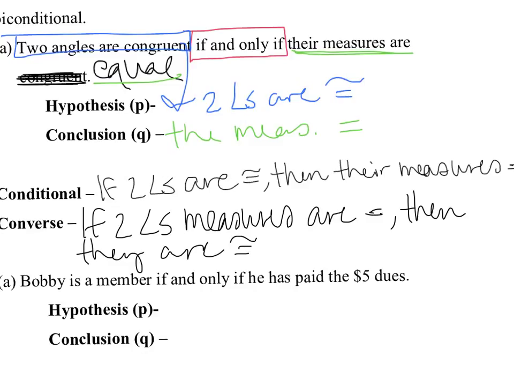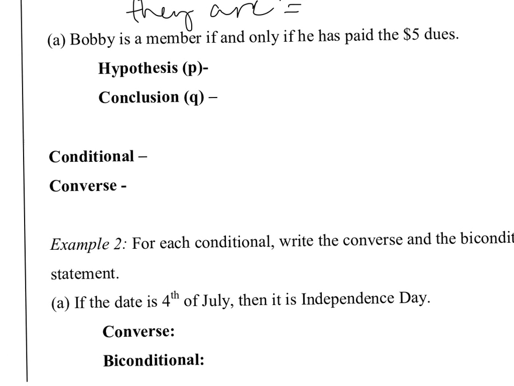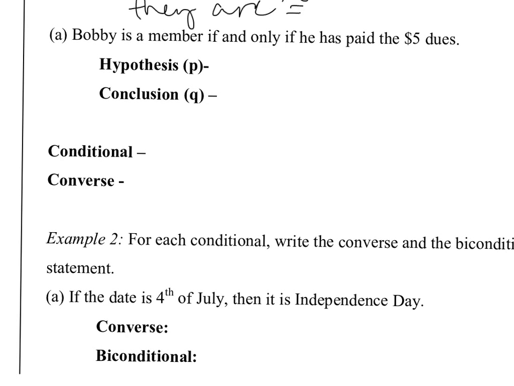Remember from 2.2 that we still keep that proper noun in the hypothesis, and we keep the pronoun in the conclusion. So that's why I said if two angles measures, if two angles, that part stayed in the hypothesis, just so people know what we're talking about. It's not proper to use the pronoun first. Okay, so let's pause right here and you do this part B, this Bobby is a member. You're going to do the same thing that we just did, and then when we come back you can check it.